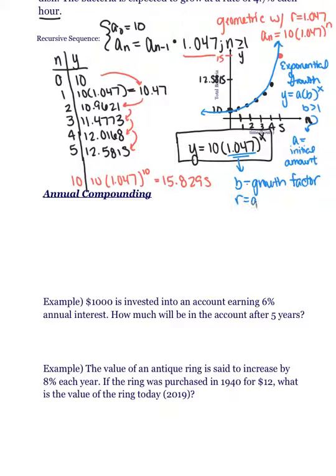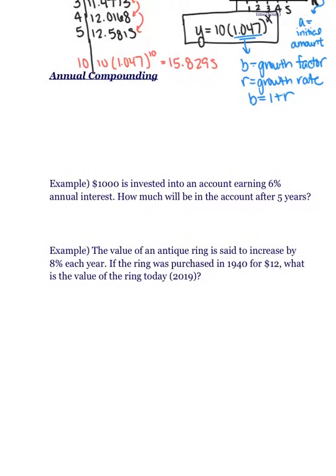R is equal to the growth rate, and b is always equal to 1 plus r. So you'll notice my growth rate here is 4.7%, so that's 0.047, and if I add 1 to that, I get the growth factor of 1.047. All right, so annual compounding.